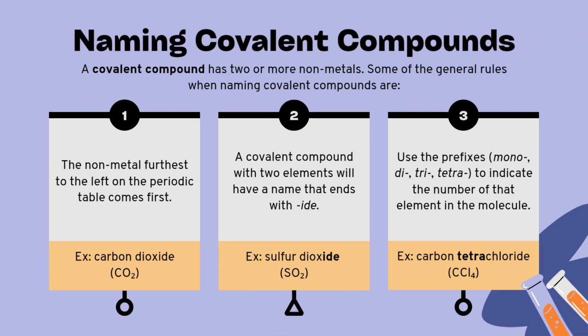Naming covalent compounds. A covalent compound has 2 or more nonmetals. Some of the general rules when naming covalent compounds are: the nonmetal furthest to the left on the periodic table comes first. Example, carbon dioxide, CO2. A covalent compound with 2 elements will have a name that ends with IDE. Example, sulfur dioxide, SO2. Use the prefixes mono, di, tri, tetra to indicate the number of that element in the molecule. Example, carbon tetrachloride, CCl4.